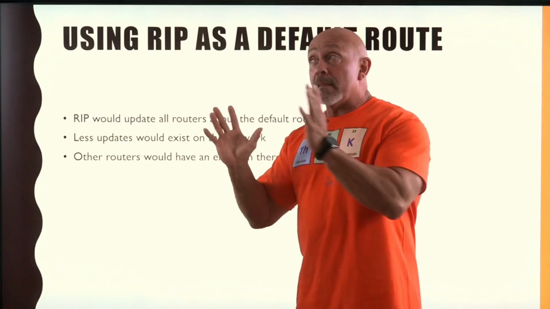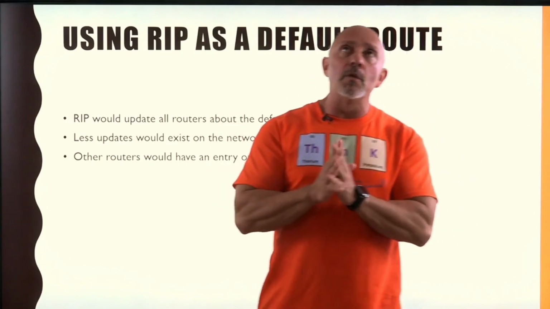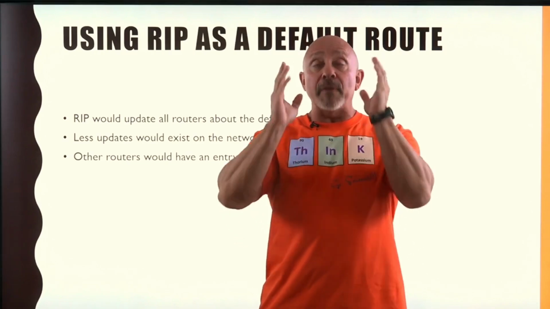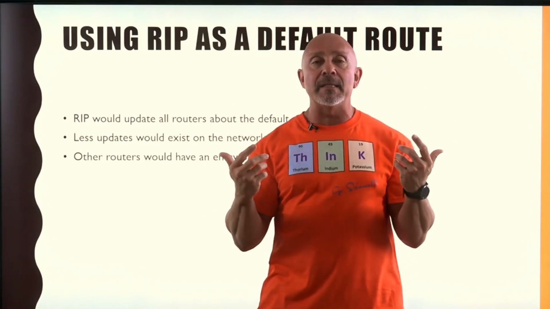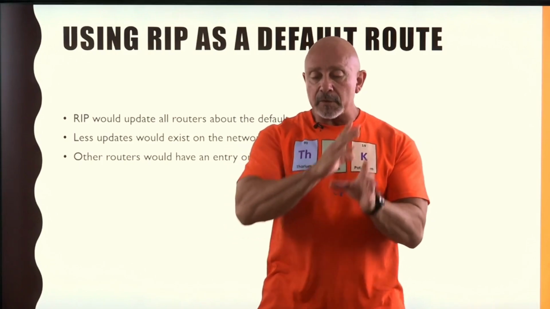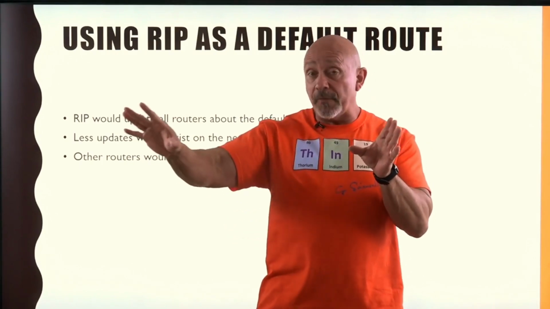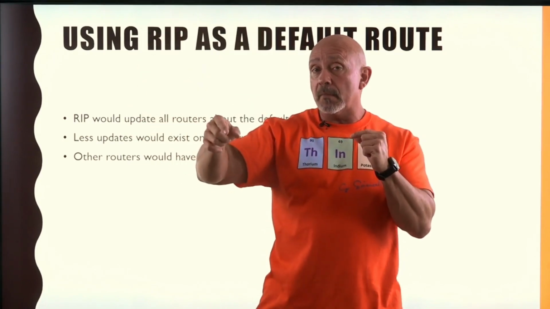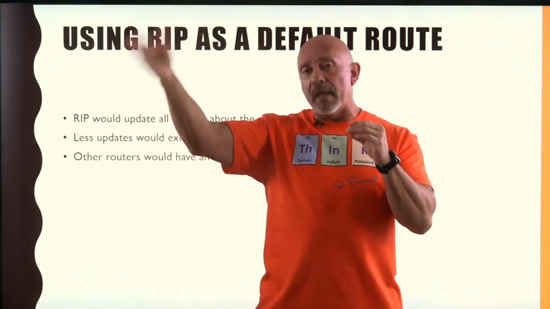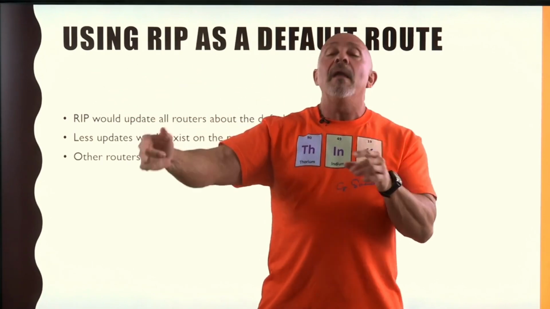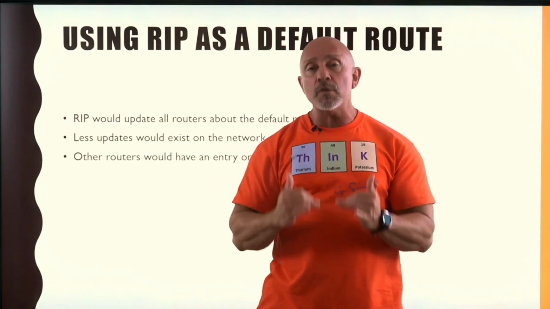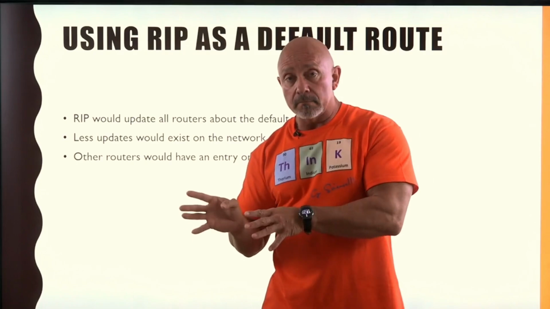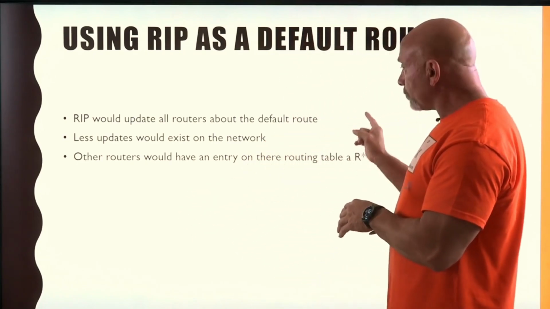Usually you use a default route with a routing protocol. If you have just that one router that's facing out to the internet, and you have all the other routers behind it, you create the default route like you normally would: ip route 0.0.0.0 0.0.0.0 and the next router's hop address. All right. And then you go into the routing protocol and you say default-information originate. All right. Default-information originate.